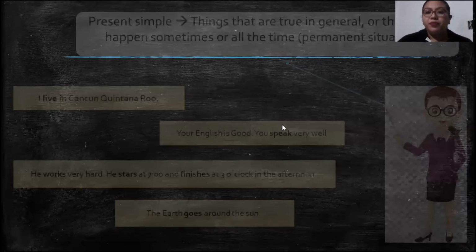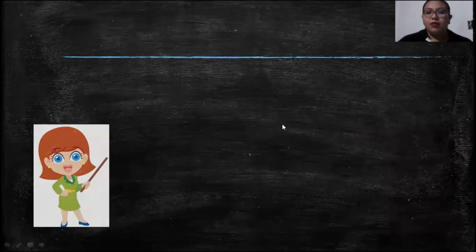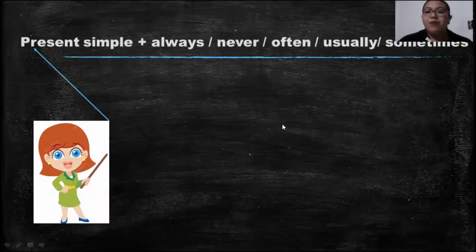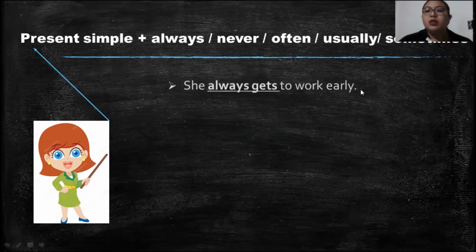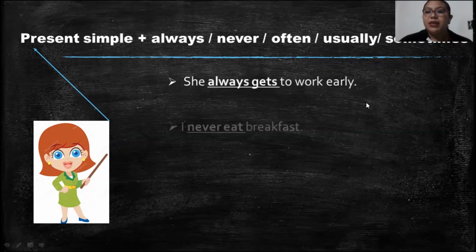Now, when we have present simple, we can use some frequency adverbs, okay? Let's remember we have always, never, often, usually, and sometimes, okay? So I'm giving you some examples in here, okay?